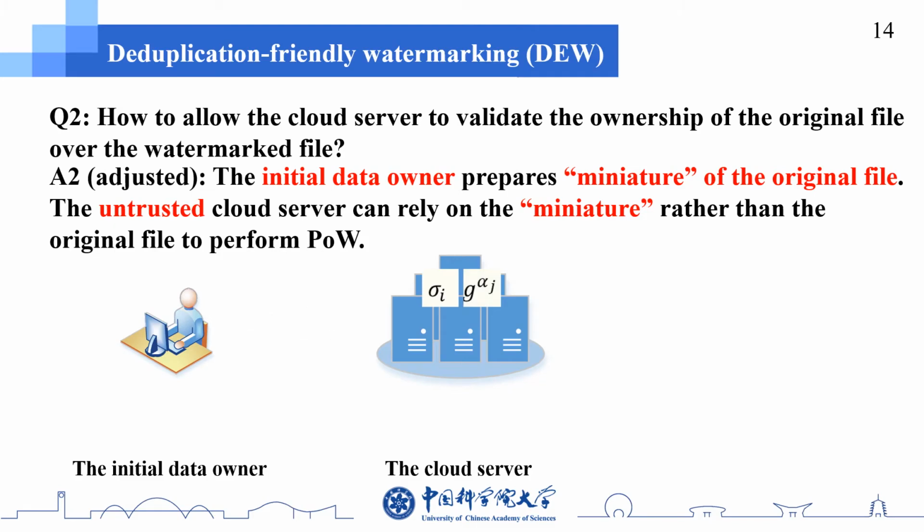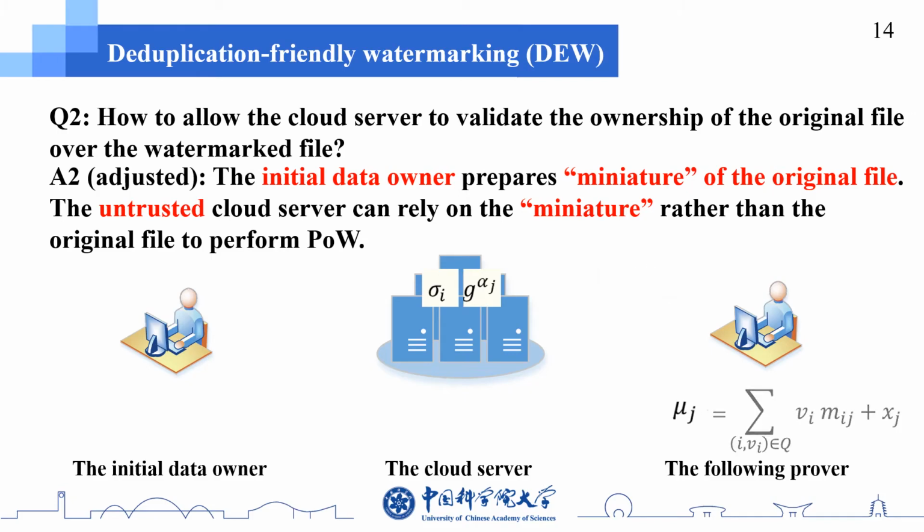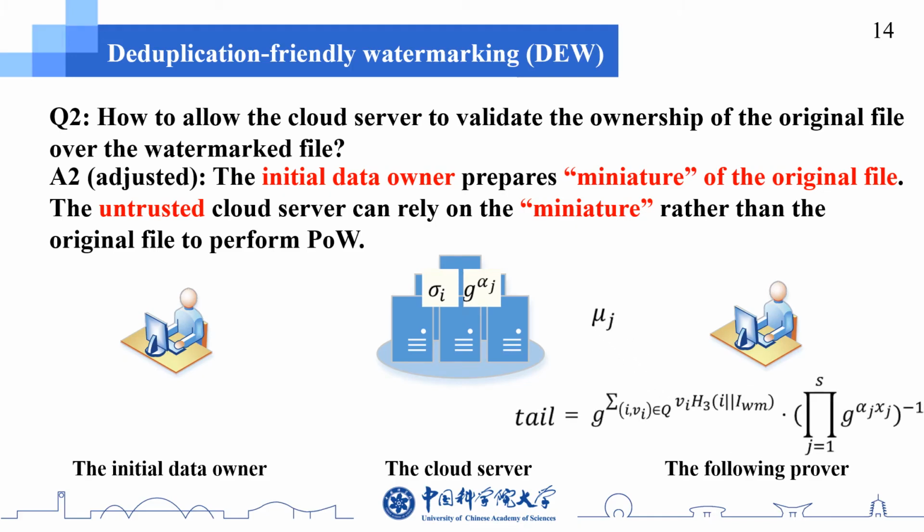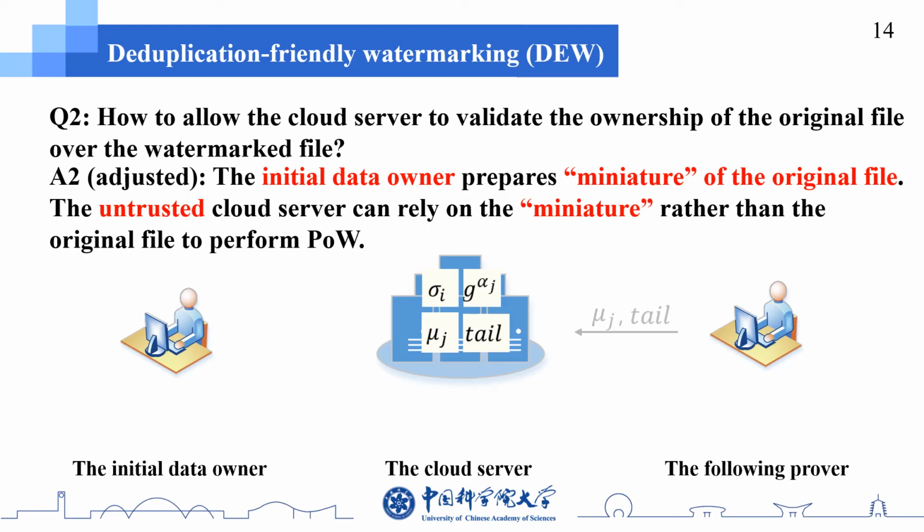When another data owner, or what we call a prover, comes at this point, the cloud server challenges this prover with a set of index of file blocks and a set of temporary challenge values. The prover computes the mu like this and tail like this. The cloud server finally computes sigma and checks whether these equations hold or not. If so, the prover passes the ownership checking and will be accepted by the cloud server as a valid data owner.